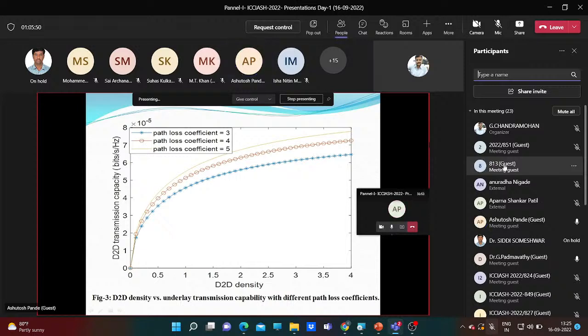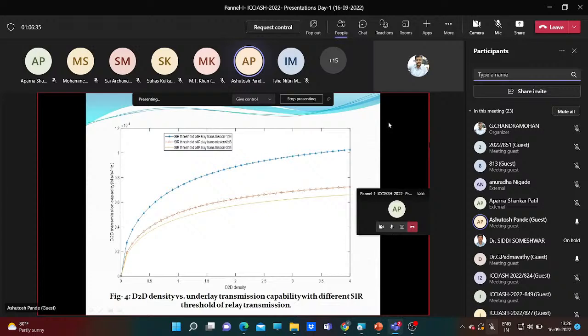Now in this next figure, this is figure number 3. Analysis is done between device to device transmission capacity underlay and device to device density with effect of path loss coefficient, that is alpha, at maximum distance of 100 meters. It has been seen from the figure that as the value of device to device density increases with fixed value of alpha, that is path loss coefficient, device to device transmission capacity increases. It can be verified from the figure that with higher path loss coefficient, we get better device to device transmission capacity.